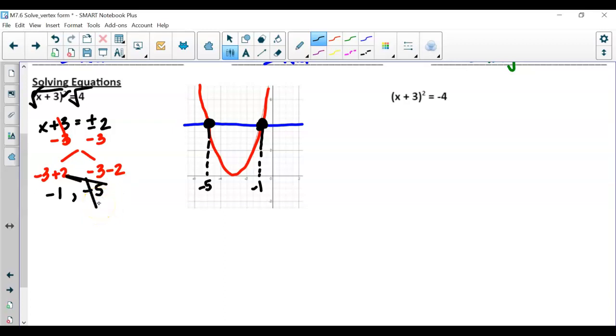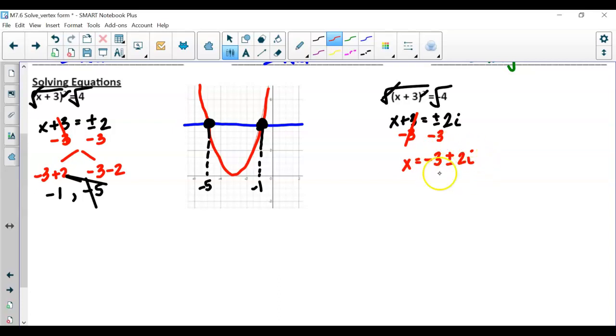two real solutions. So now notice here, again, what are we going to do first? Well, we're going to take the square root, right? I'm going to take the square root because this is the inverse of raising to the second power. So x plus 3 is now equal to, but that's the square root of negative 4, which is now plus or minus 2i. So now here, I'm going to subtract 3 from both sides. And x is equal to negative 3 plus or minus 2i.